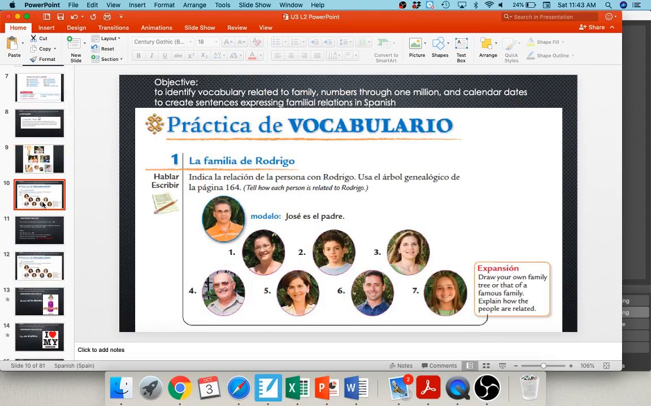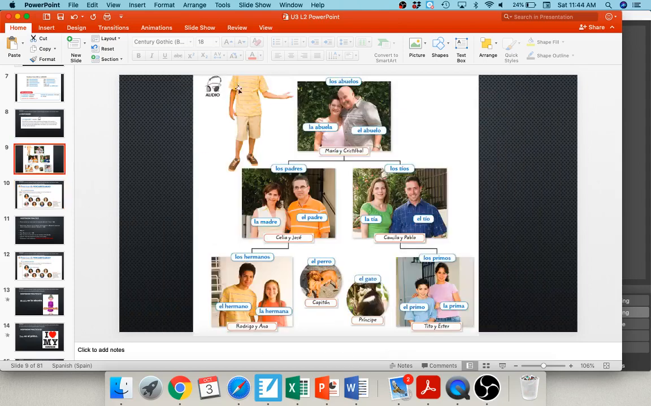Excelente. So, as we get started here, remember our learning objective. You should be identifying vocabulary related to family, numbers through 1 million, and calendar dates. The goal here is that you're creating sentences expressing familial relations in Spanish. So as you look here, you see all of these people. La familia de Rodrigo. Rodrigo's familia, and you can see him here.